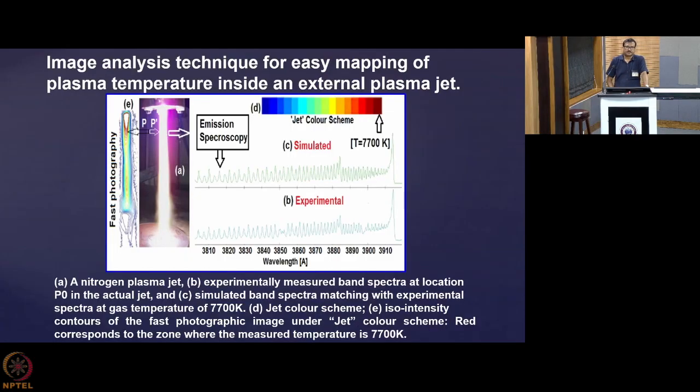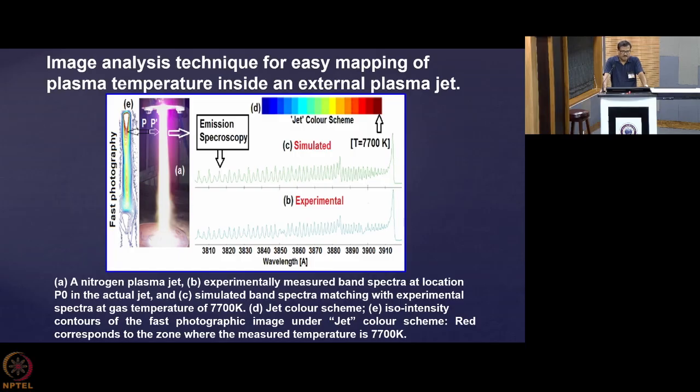So, we start with the image analysis techniques for easy mapping of plasma temperature inside an external plasma jet. So, this is basically a very rough idea about the distribution of temperature inside a plasma jet. This just gives you an approximate idea about the distribution of temperature inside a plasma jet.